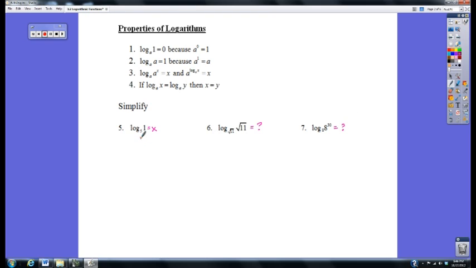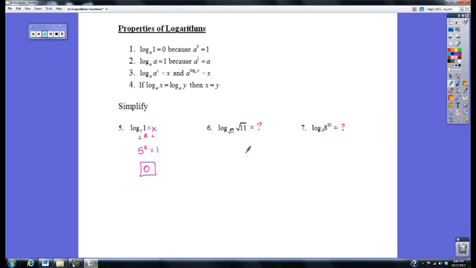So let's come over here and go left, right, left. So 5 to some power equals 1. Well, what's the exponent of 5 that equals 1? What exponent always equals 1? Well, that exponent is 0. Anything to the 0 power is 1.